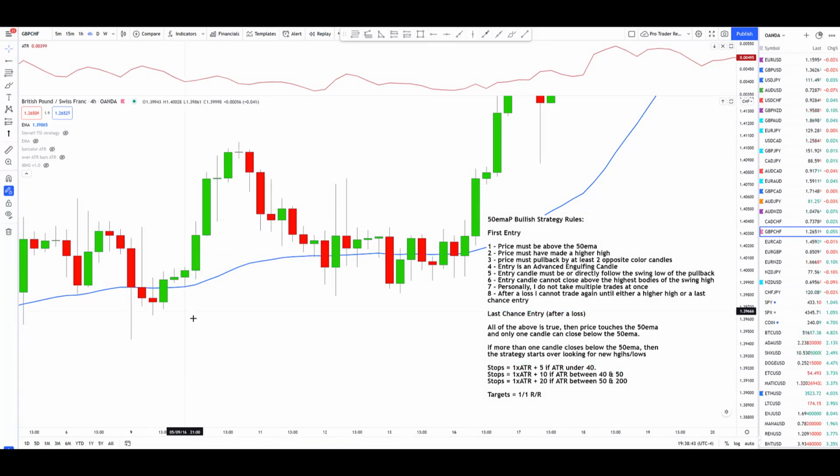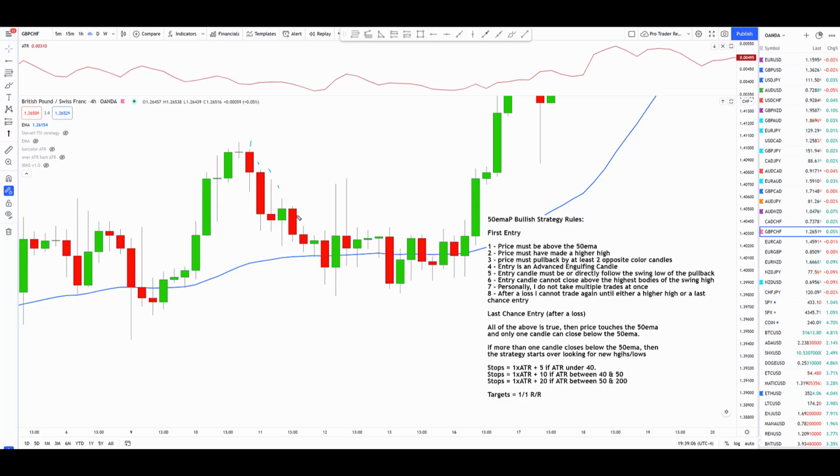So right here, do we have a valid trade on this candle? Hopefully you were able to say yes. We have price above the 50 EMA. We have a new higher high compared to our previous high. Here's our higher high versus our previous high. So those are the first two rules. We then need a pullback of more than 2 red candles. We have more than 2 pulling back.